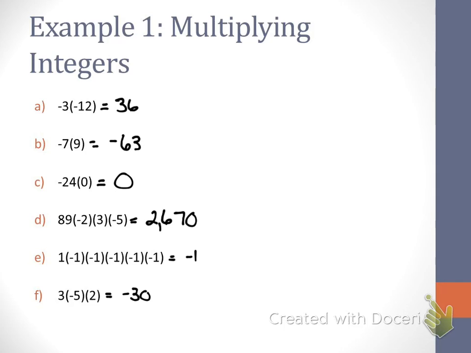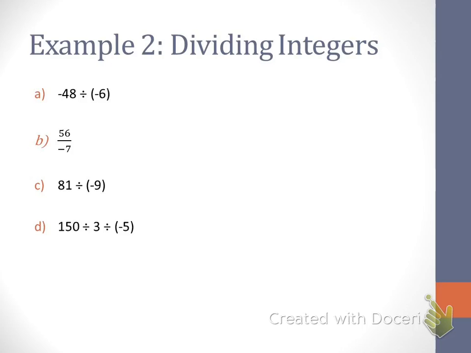Okay. All right, let's look at example 2 now. Dividing integers. Same rule. I need to count how many negatives I have. If it's an odd number, it's a negative answer. If it's an even number, it's a positive answer. So, 2A. Positive or negative? It's going to be positive 8. What about 2B? It's going to be negative 8.